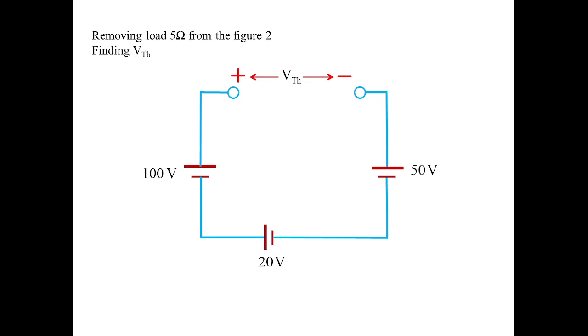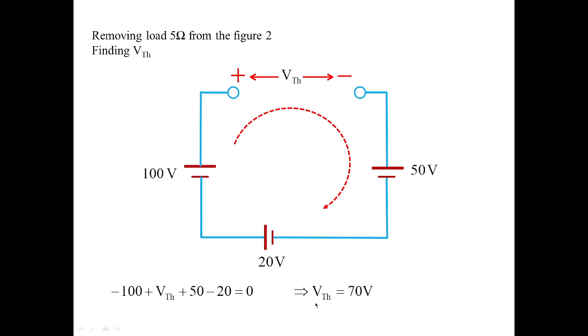That is the main application of Thevenin's theorem. The complicated circuit has been reduced to a simpler circuit and we can easily obtain the value of V Thevenin by applying KVL as minus 100 plus VTH plus 50 minus 20 equals 0. With this, I obtain the value of open circuit voltage, or Thevenin's voltage, as 70 volts. Very important step. You can cross-check by looking at my video.